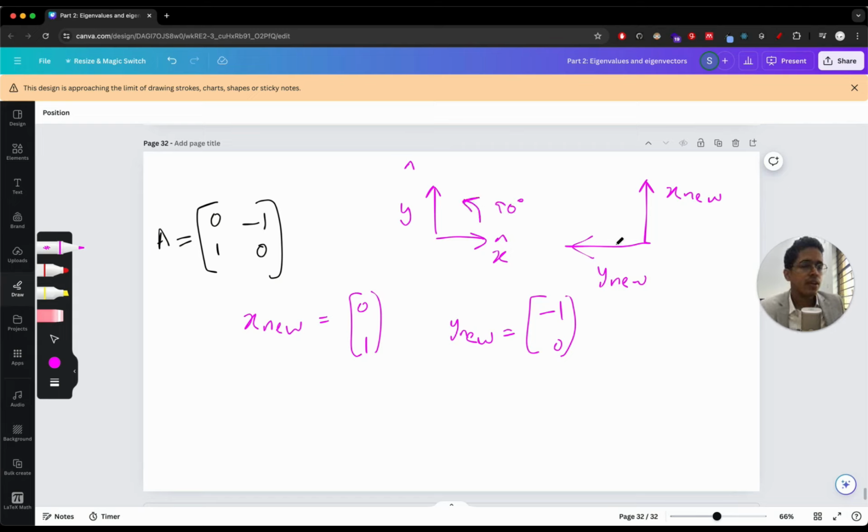That's what happened. So can you think of any vector which, because of this rotation transformation, after rotation, should only get linearly scaled? The vector should not rotate. Can you think of any vector where this is possible?